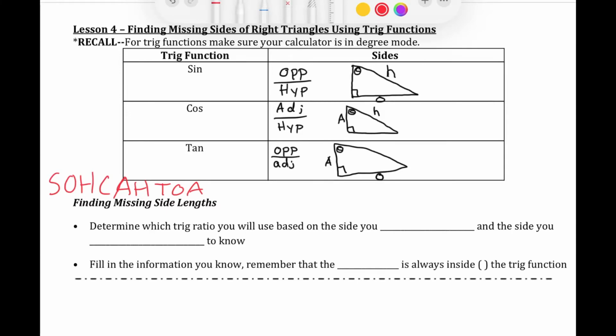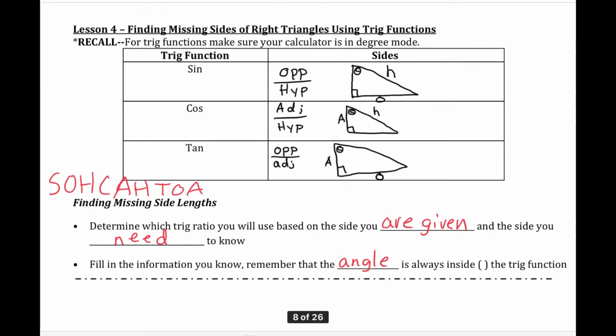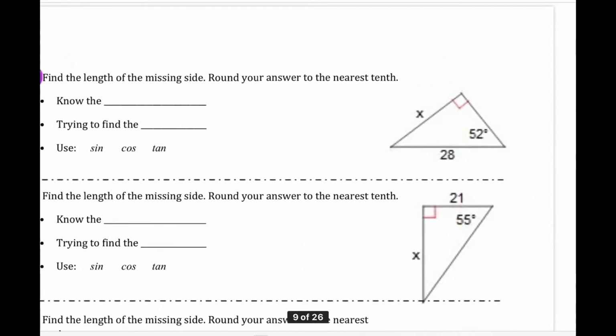So, finding missing side lengths. Determine which trig ratio you will use based on the side you are given and the side you need to find out. Fill in the information you know. Remember, the angle is always inside of the parentheses for the trig function. So let's do some examples of the missing sides.